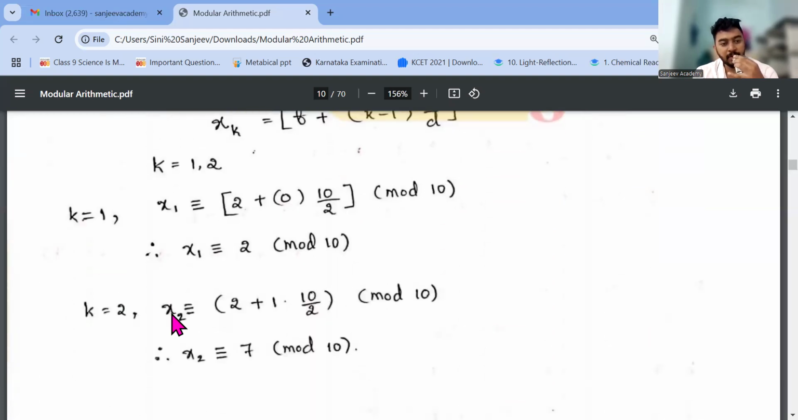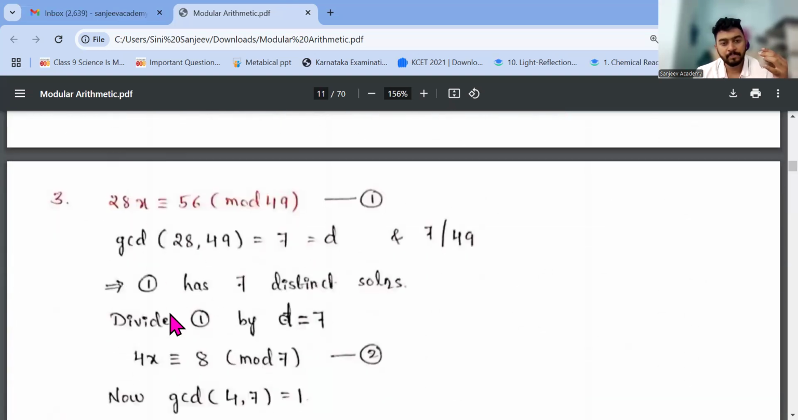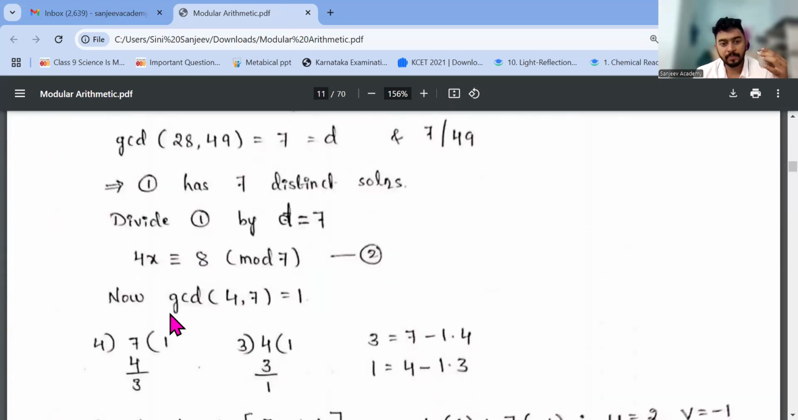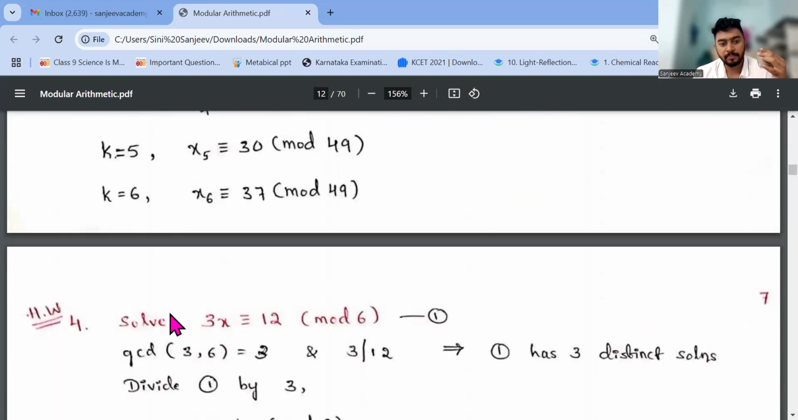And similarly, do it for k is equal to 2 also. That's it, as simple as that. Just simple substitution, which will give us the right answer. Third one, this you can do by yourself. Fourth one also, same thing.